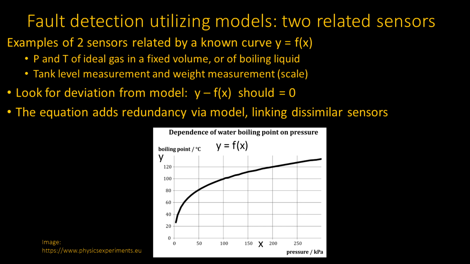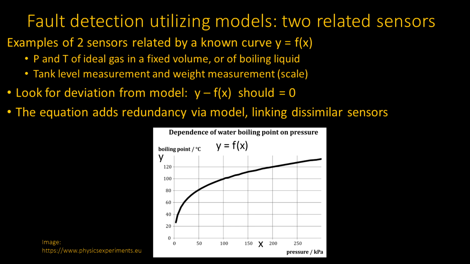A variation on that is when two sensors measure different types of things, like pressure and temperature, but they are related by an equation. The example shown here is a curve relating pressure to the temperature of boiling water. At sea level, water boils at 100 degrees centigrade, 212 Fahrenheit. But up in the mountains, the atmospheric pressure is lower, so the water boils at a lower temperature. So here, y is the temperature, x is the pressure. So y is a function of x, or just written y equals f(x).